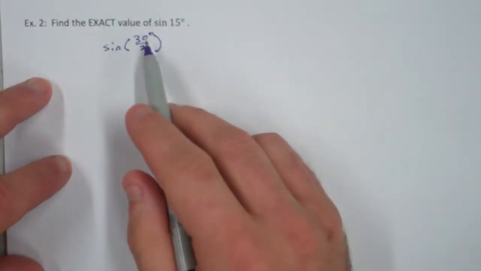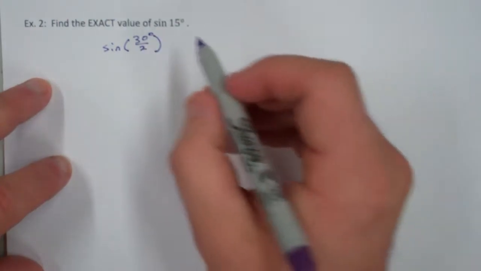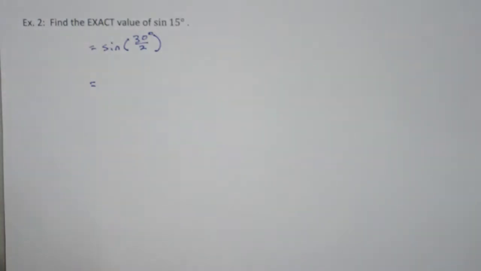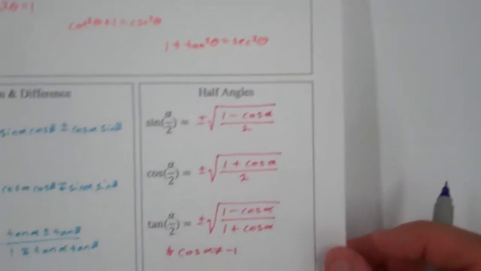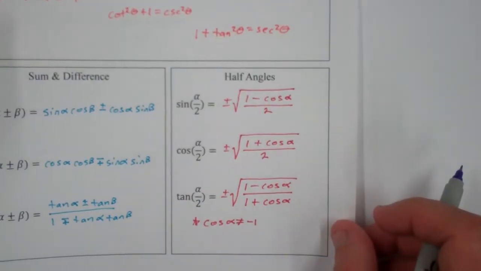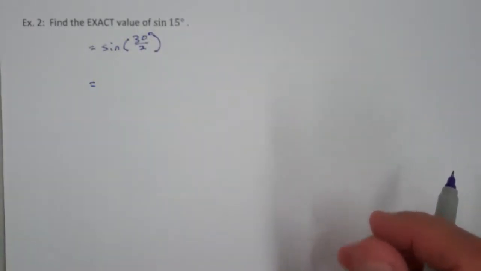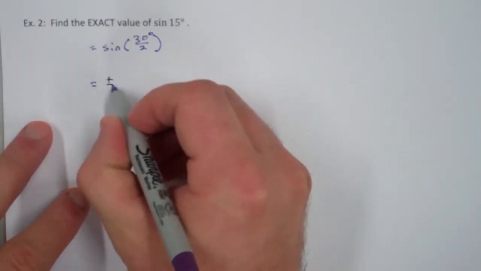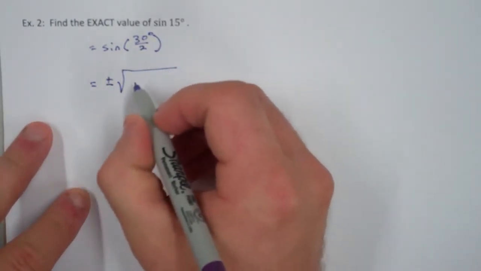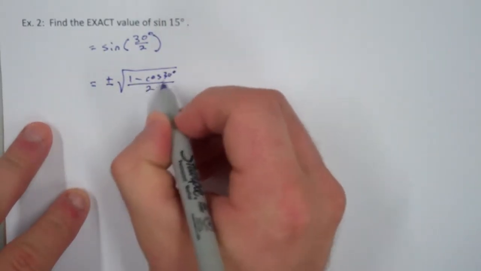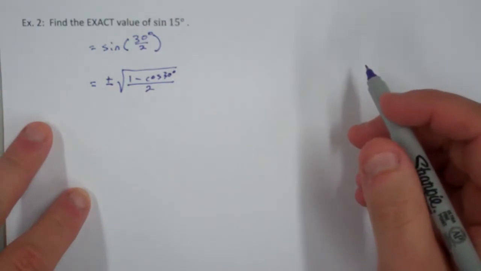And then alpha here is going to be 30 degrees. So what we can do is utilize our half angle formula. If you haven't written them down, there they are. You can pause the video if you need to write them down. So we're going to use the sine one. So the sine is going to be plus or minus the square root of 1 minus the cosine of 30 degrees, all over 2. That's all underneath the radical sign.